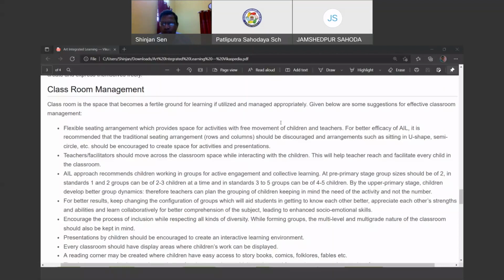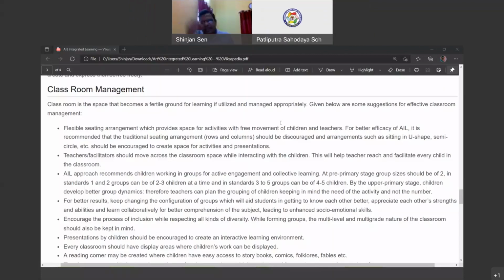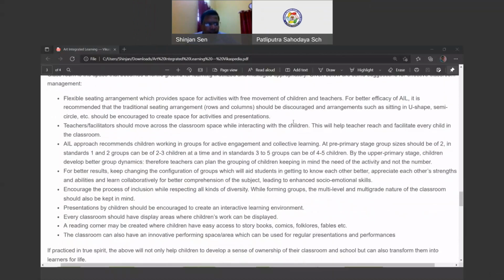At pre-primary stage, group sizes should be of 2. In standards 1 and 2, groups can be 2 to 3 children, and at a time in standards 3 to 5, 4 to 5. As children grow and their brain develops, the group size will also go on increasing. Then the interaction will be much better and better group dynamics will develop.